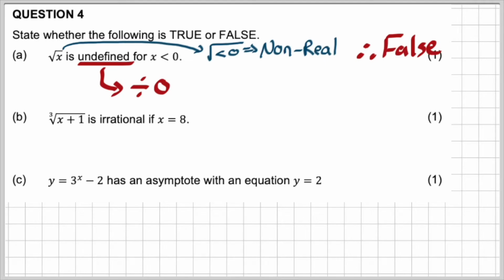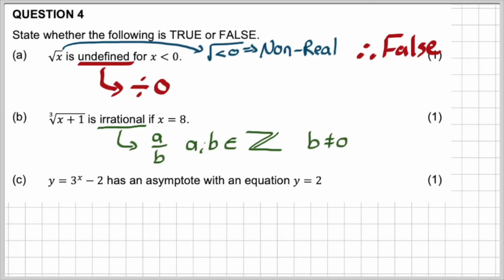Let's look at the second question, question 4b. The cube root of x plus 1 is irrational if x is equal to 8. Well, for me to look at irrational, I've got to first look at rational. What is the definition of a rational number? A rational number is a number that can be written as a over b, so in fraction form, where a and b are integers. In other words, numbers like negative 3, 2, 5, but b cannot be 0, because again then I've got undefined, which I don't want.